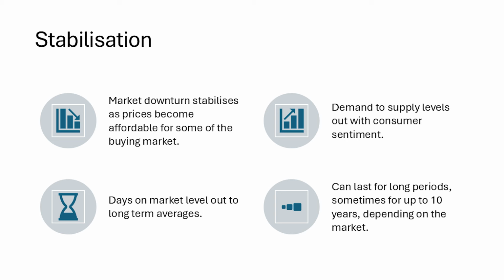The stabilization phase is when prices become more affordable to the buying market. Demand to supply levels generally level out with consumer sentiment, as do days on market averages. The interesting thing about this phase is that prices generally stabilize, but this can actually last a long time, and it depends on the market you're in. For example, Perth is known for having a very long stabilization phase, whereas Melbourne and Sydney have a much shorter one, but a much less intense growth phase generally. So that's something to know about the stabilization phase of the market.